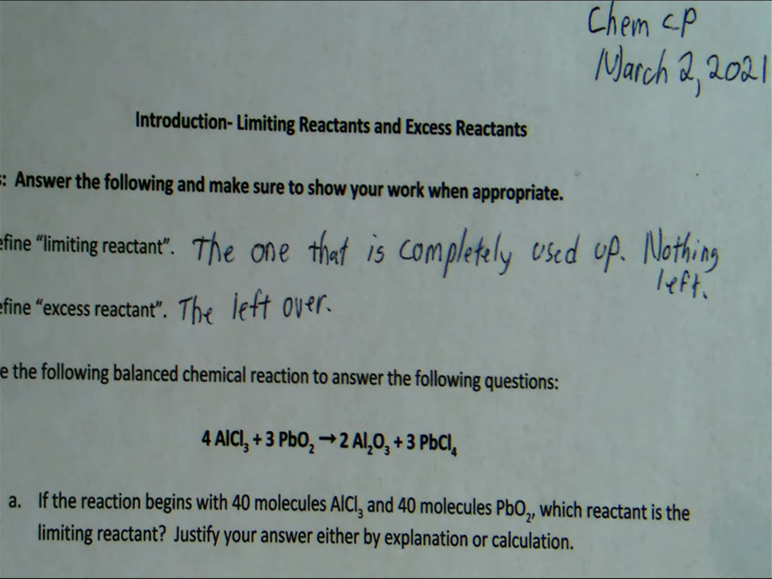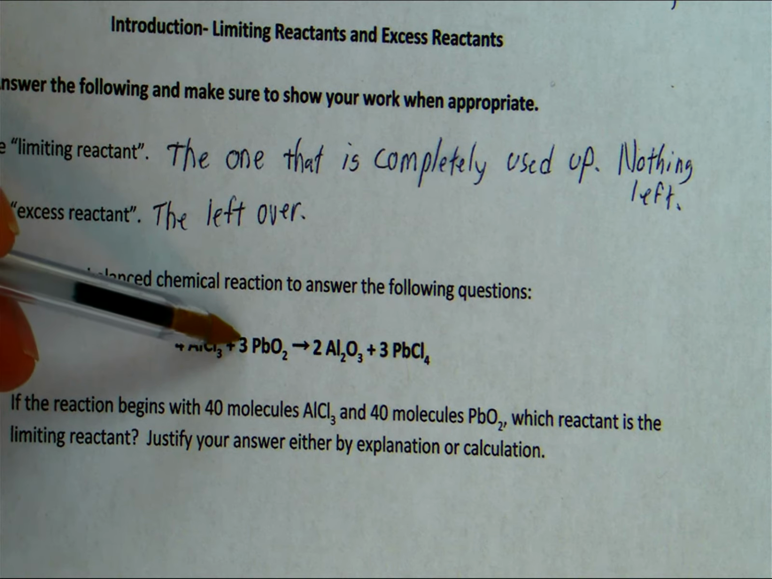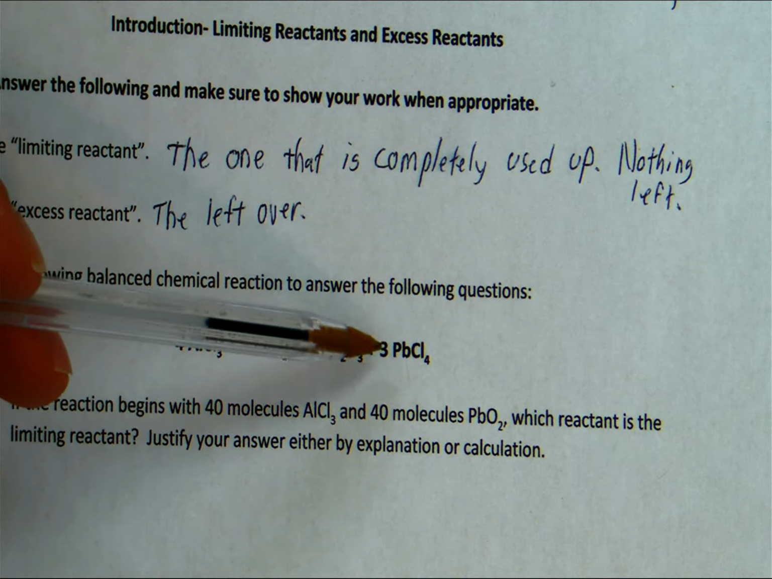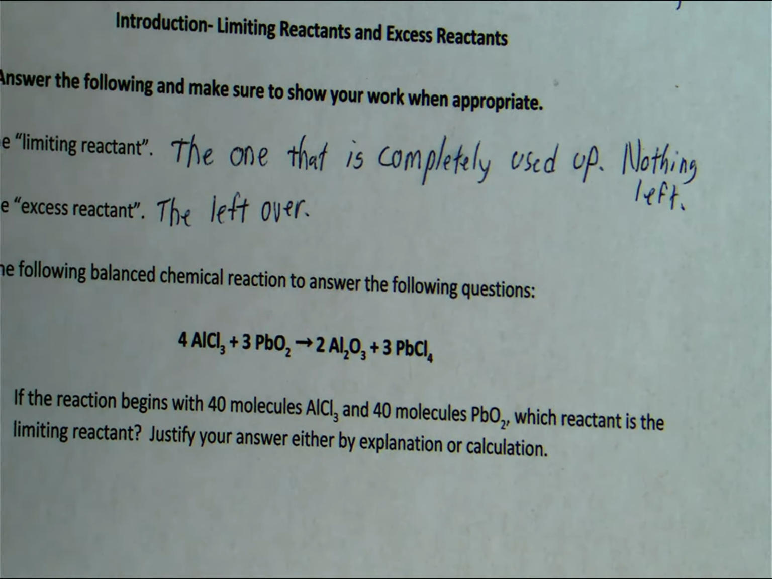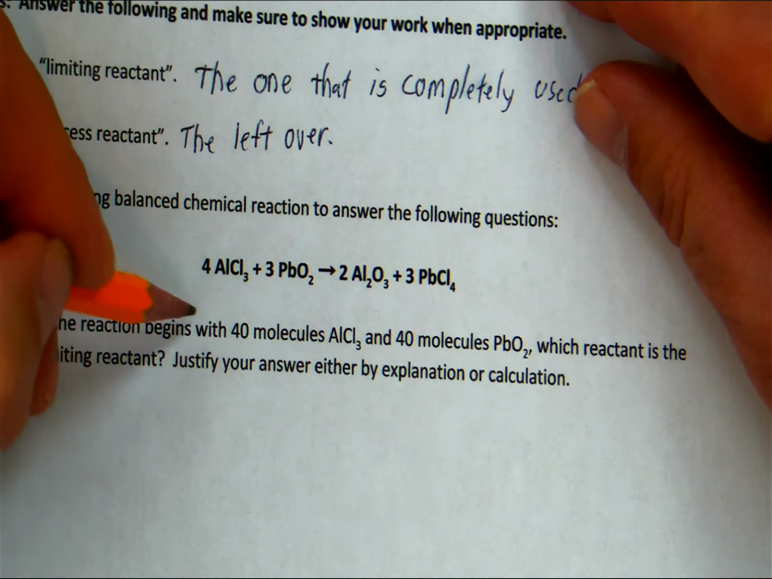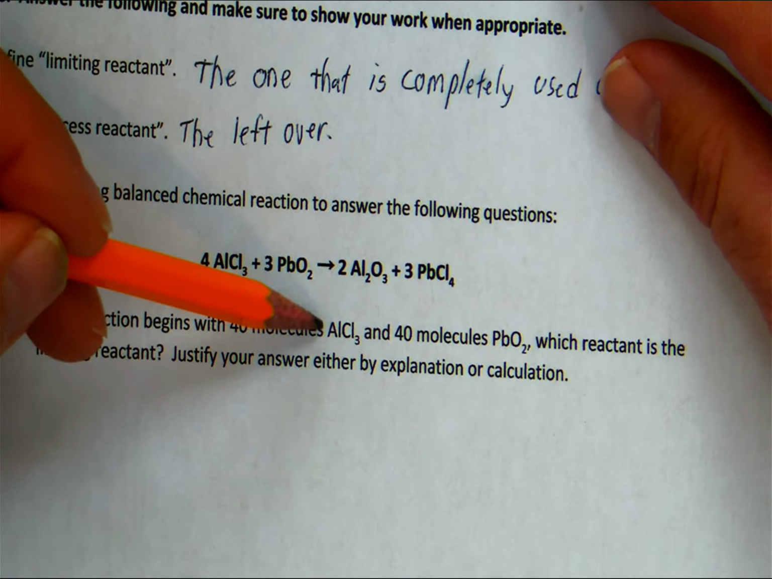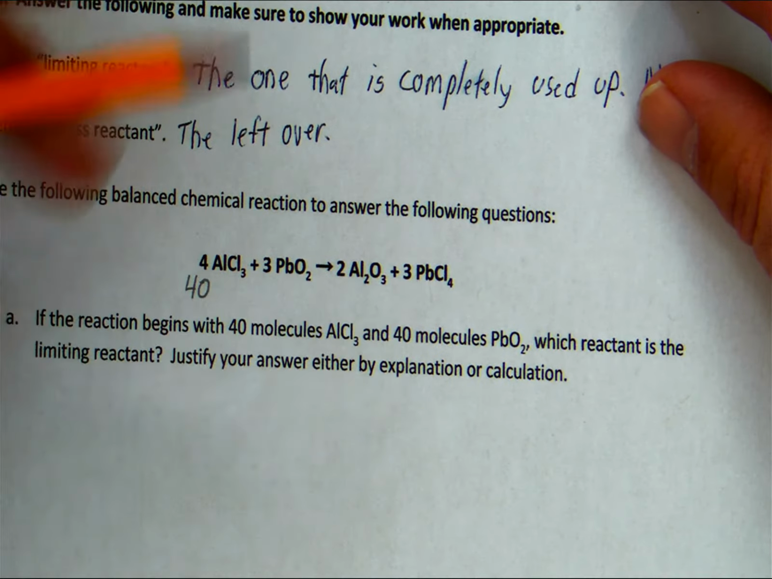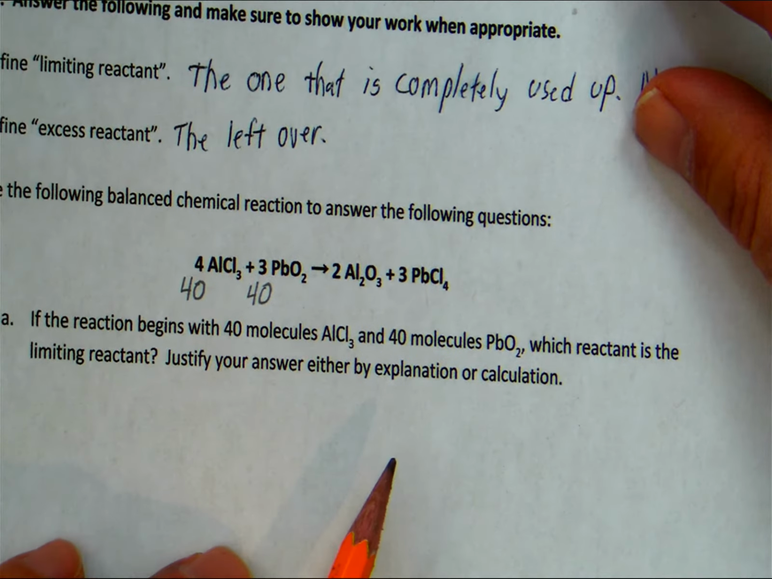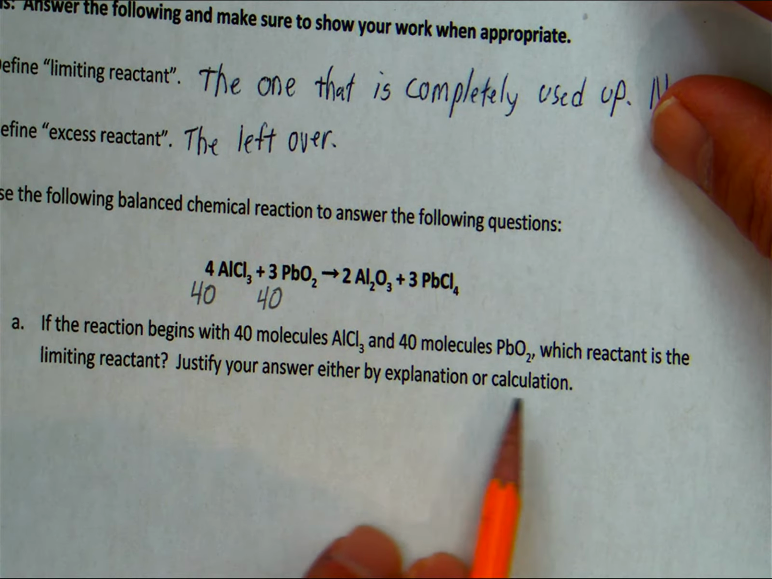Number 3. Use the following balanced chemical reaction to answer the following questions. It says 4 aluminum chlorides combined with 3 lead 4 oxides to produce 2 aluminum oxides and 3 lead 4 chlorides. Okay, nice. Part A. If the reaction begins with 40 molecules, so I'm going to put a 40 here instead of 4, of aluminum chloride and 40 molecules of lead 4 oxide, so I'm going to put 40 here to match the sentence. Which reactant is a limiting reactant? Justify your answer either by explanation or calculation.